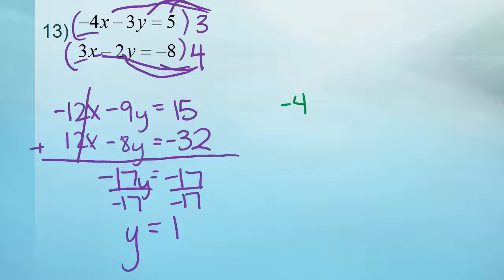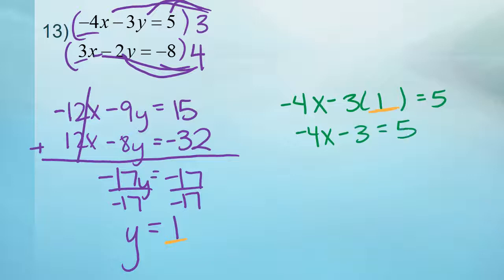So if I substitute 1 in for y, that means where there's a y, I've got a gap. And where there's a gap, I'm going to put a 1. So I'm substituting that in for y. Let's simplify. A 3 times a 1 is a 3. I'm going to add the 3 to the other side because I have to do the opposite of what the sign says. That leaves me with a negative 4x equals 8.